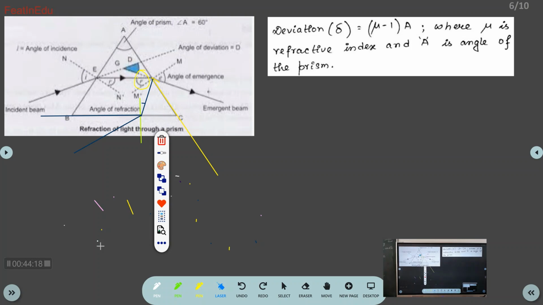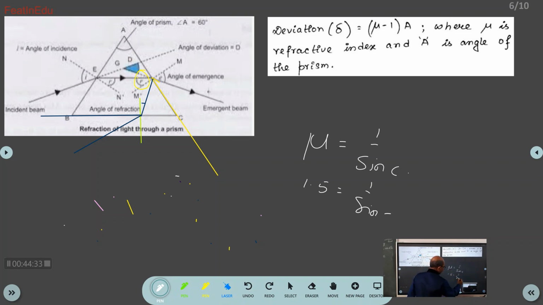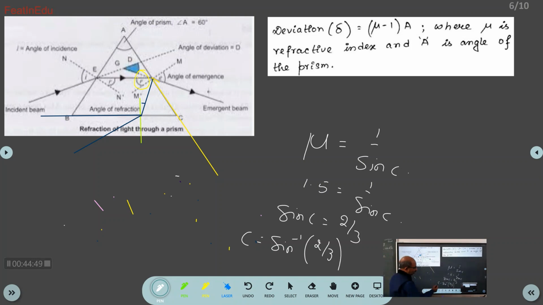If I give you the refractive index of the material, this is going to be 1 by sin c. So if I give you this as 1.5, then 1.5 is 3 by 2, so sin c is equal to 2 by 3. Then c will be equal to sin inverse of 2 by 3. If you see the sine table, you will get the angle C in degrees.